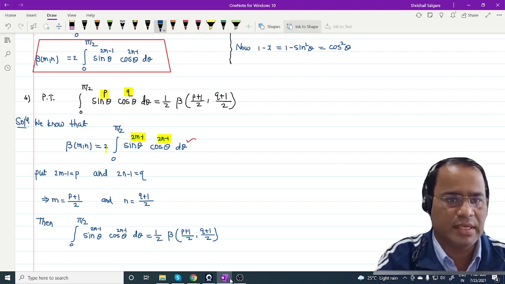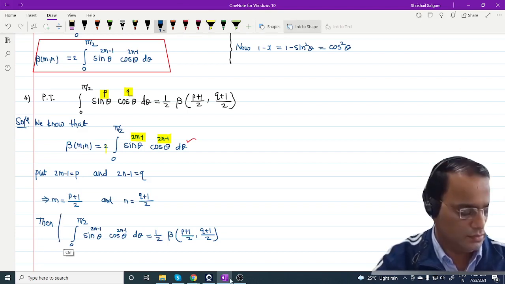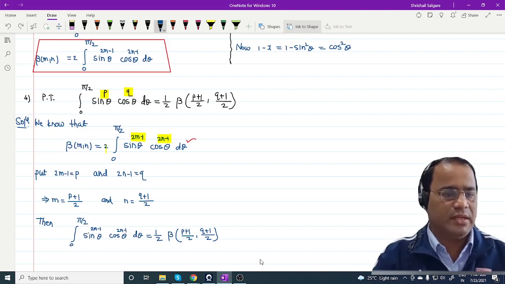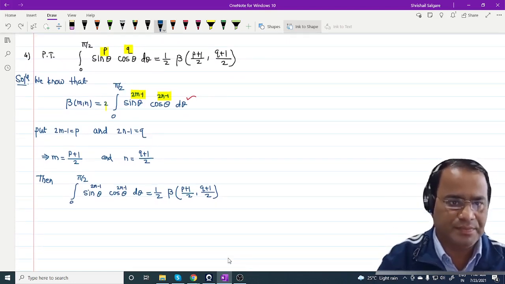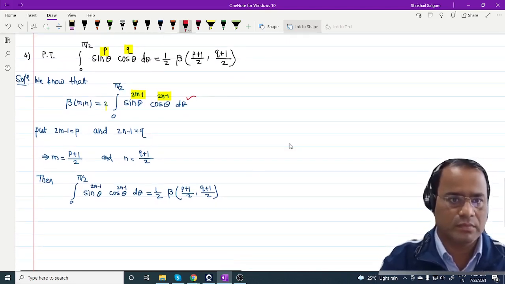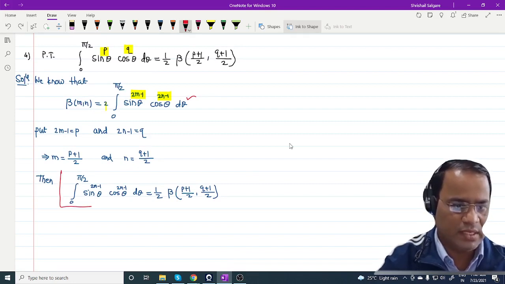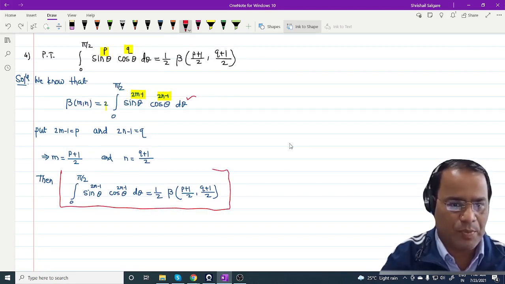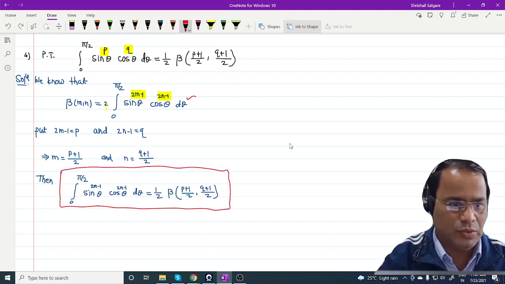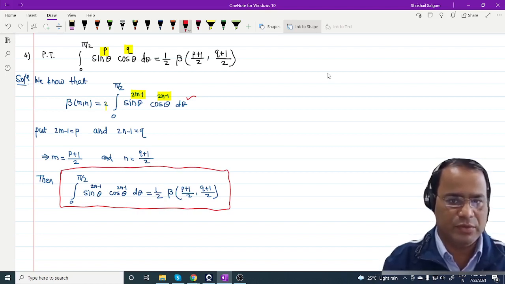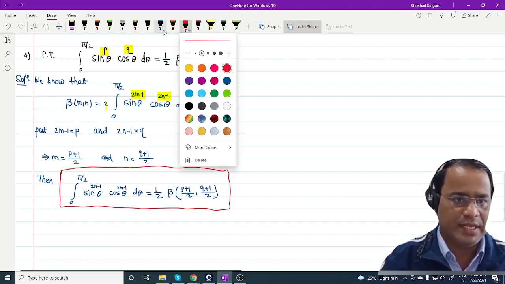Required answer, just check it. Is it right? Okay, continue the next one. Any doubt up to this? The next property, this property we will use to evaluate the integrals. Okay, now continue the next one.